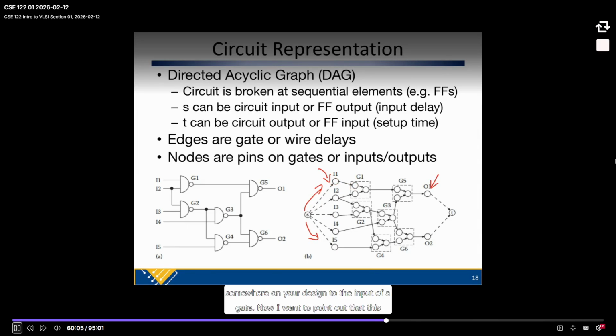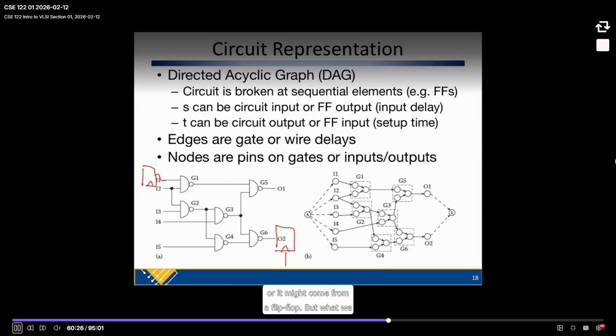Now, I want to point out that this is kind of a generalization where this output may actually go to an output, or it may go to the input of a flip-flop, like this. This over here might come from off-chip, or it might come from a flip-flop. But what we end up doing with static timing is we divide the circuit at flip-flops as the boundary of the timing. And so we transform it into a graph like on the right, even if it has flip-flops.